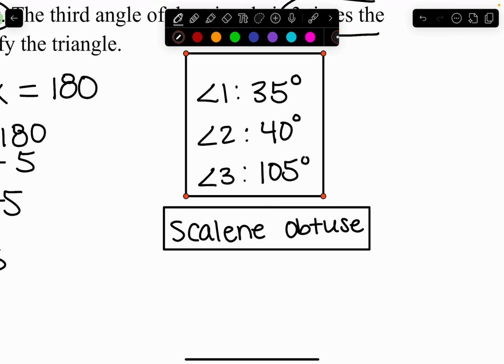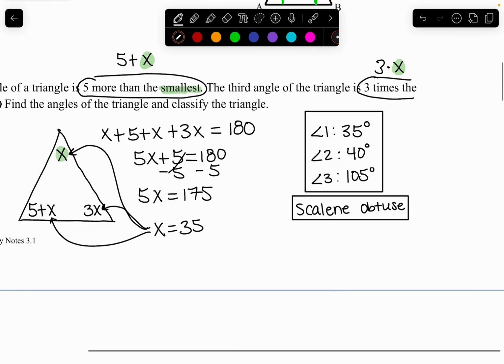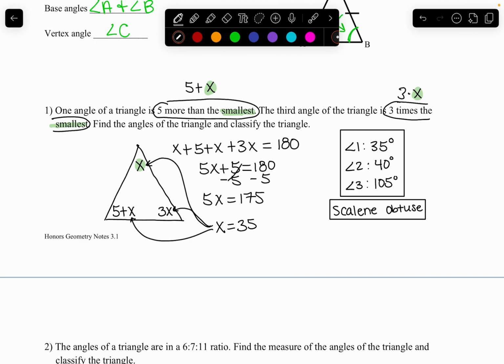Now you can always check your work by adding your angles together to make sure that they add up to 180 degrees. I'm not going to do that, I'm going to risk it. But hopefully I got that correct, doing the math while being recorded, because I don't know, it's weird.